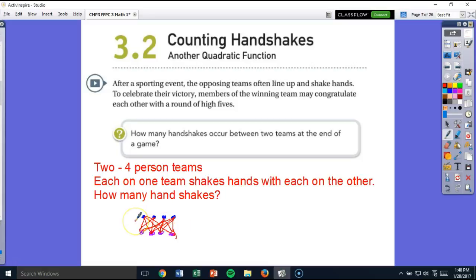So how many total handshakes were there? Well, this had 4, 8, 12, 16. Maybe you can see the pattern there. Looks to me like we had 4 people here and 4 people here. There should be a commonality with that 16.